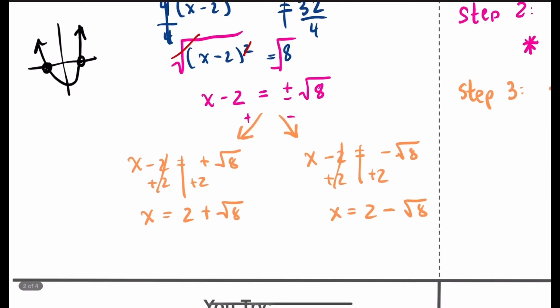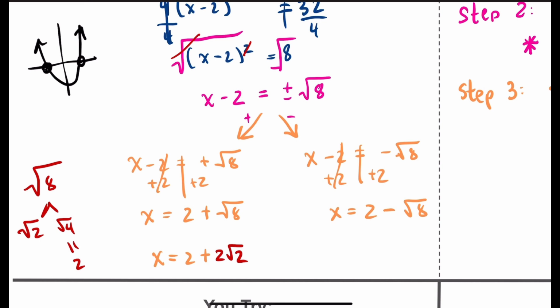And the square root of 8 is something that can be simplified because the square root of 8 is equal to the square root of 2 times the square root of 4. And I know the square root of 4 is 2. So that simplifies into 2 square root of 2. And those are my 2 solutions, or x-intercepts.